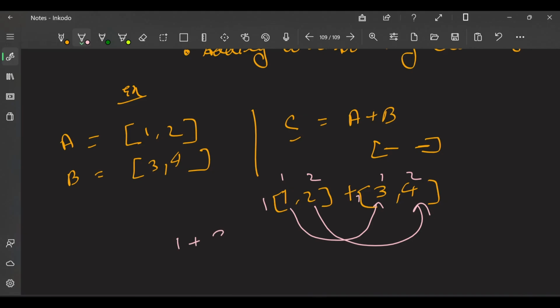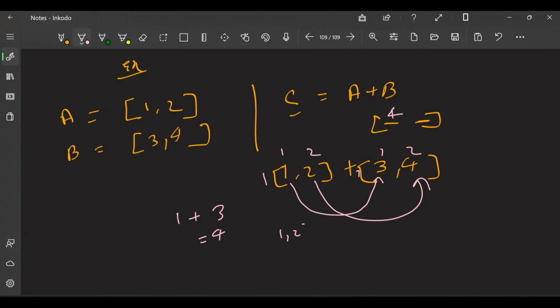1 plus 3, which is equal to 4. So here the first element will be 4, and the second element will be 1 comma 2, 1 comma 2. So 1 comma 2, what's the value? 1 comma 2 is 2. And in the second one, the value of 1 comma 2 is 4. Okay, so when you add it, 2 plus 4 is equal to 6. So here you will write 6. So the C vector will be 4 comma 6. Okay, so I hope this is clear.